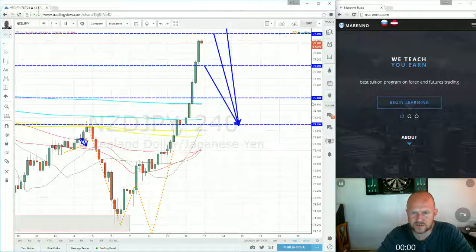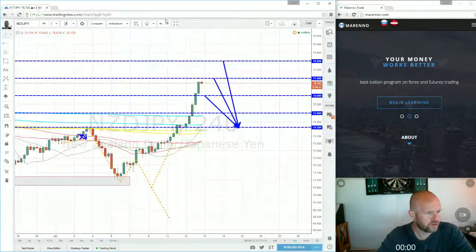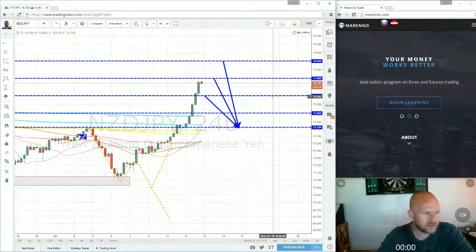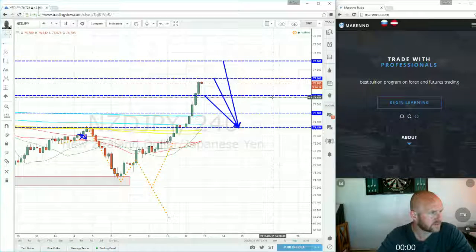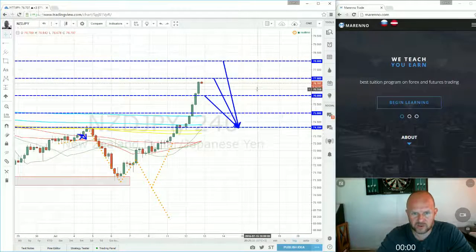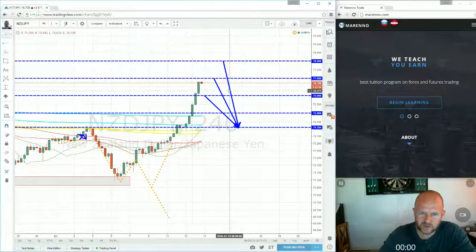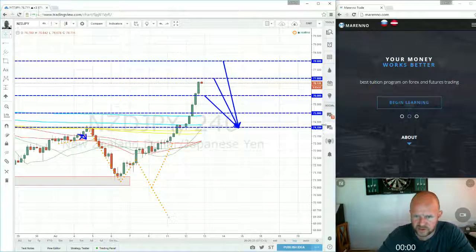Okay, New Zealand yen. I told you about these levels here. I do expect a reversal from one of these levels, so basically 77 or 78. Looking for a reversal pattern with a first target at 74.194.